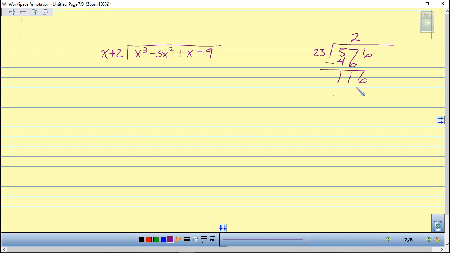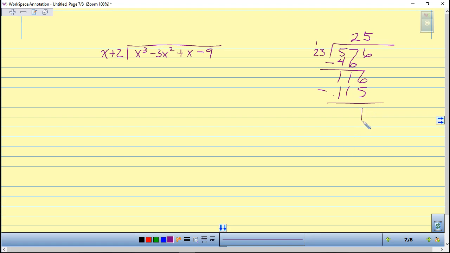23 will go into 116 5 times. 5 times 23, 5 times 3 gives you 15, so that'd be 115. Wow, I did a pretty good job there on my selection. And then you subtract and you're going to get 1.